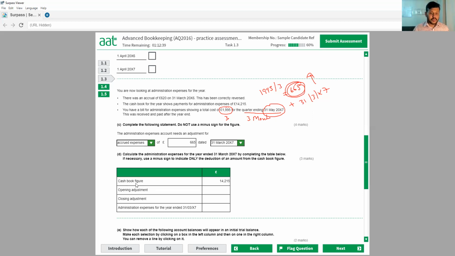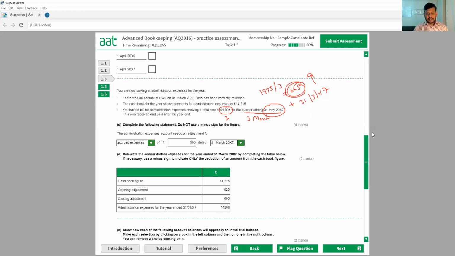All right, so the cash book figure. From the cash book, we paid 14,215. Then you have an opening adjustment. The question said we have a reversal of 620. So this one you have to minus, it's a reversal of that expense that came from the last year. And the closing that we calculated, we have to add, 665. Even though it was not paid, we still have to add it. And that will give us the closing figure. So the cash book figure minus the opening plus the closing. That will give us how much? 14,260. Thank you. Very well done.